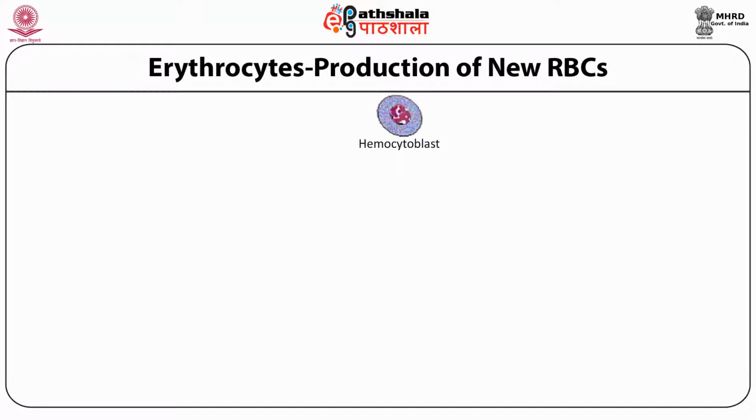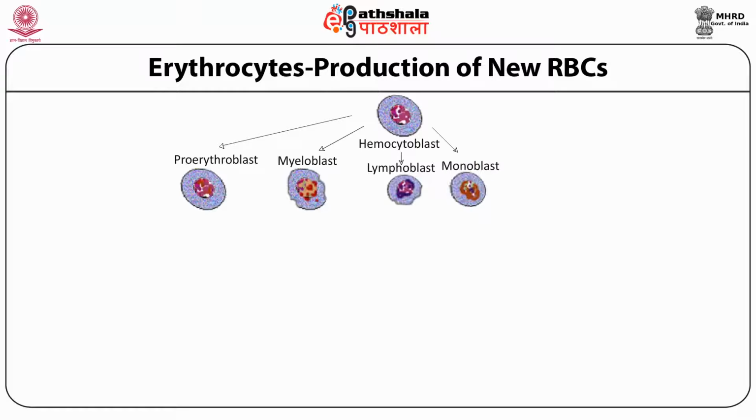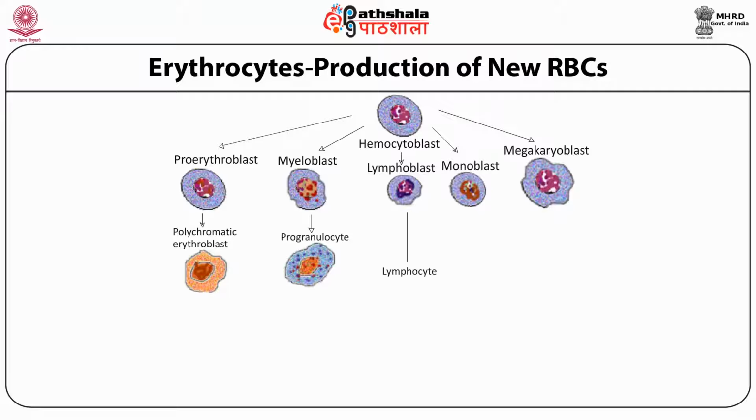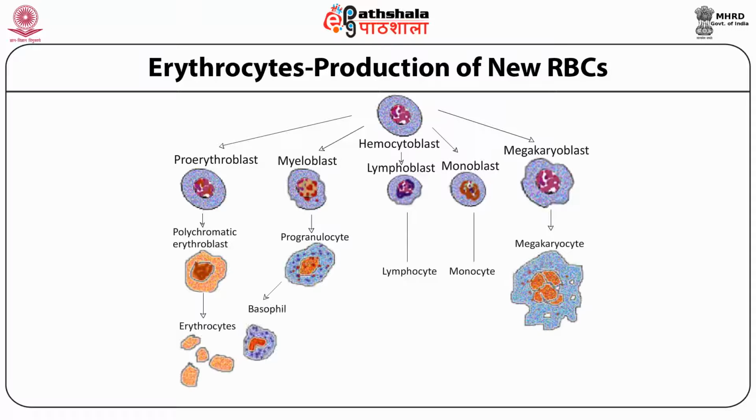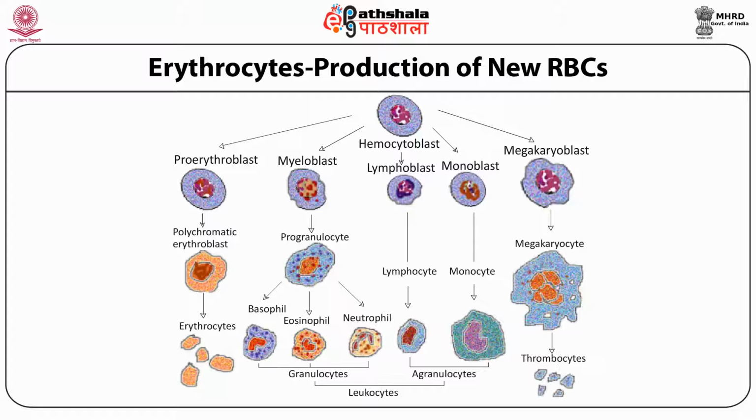Production of new RBCs. All the blood cells are formed in the bone marrow from a single cell known as the hemocytoblast. We will talk in particular about the RBC, which is converted from proerythroblast to polychromatic erythroblast. Then erythrocytes result.